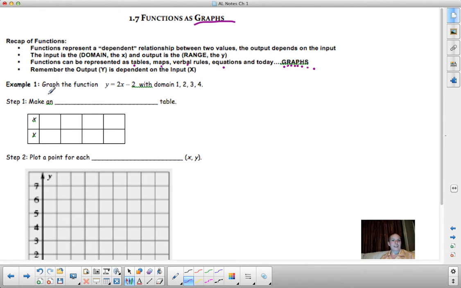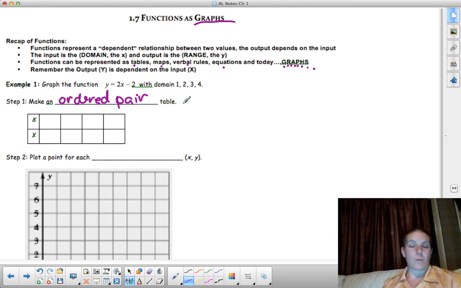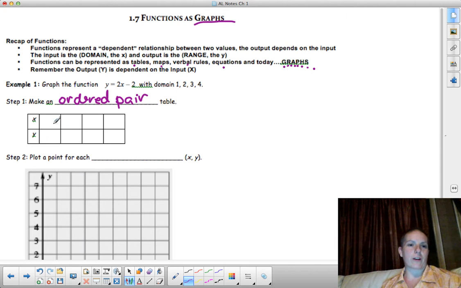Alright, example 1. Graph the function y equals 2x minus 2 with the domain 1, 2, 3, 4. Step 1. Make an ordered pair table. Someone in their 1-6 WISC was asking me about these domain values and whether they're always the same, or if they're selected, or how do we come up with these domain values. We have some common ones that we use, and we're going to talk more about that as we get more in depth into this domain and tables. I'll give you exactly what I want you to use as the domain.